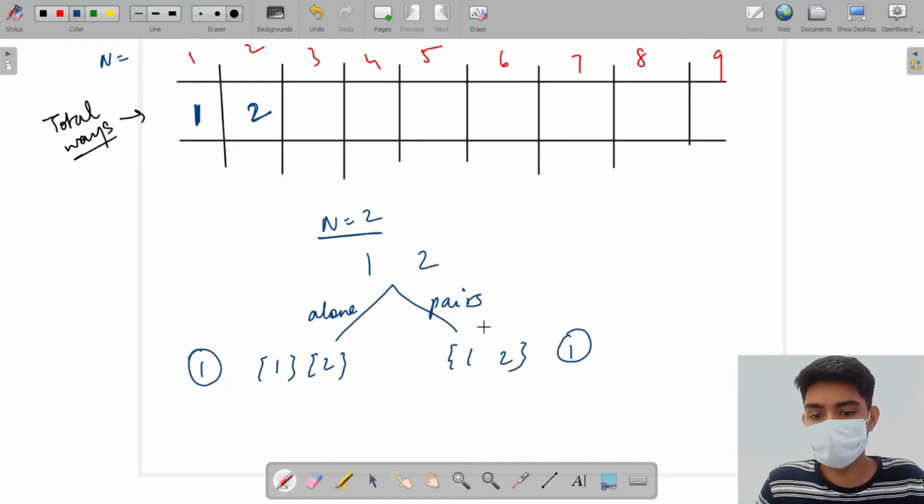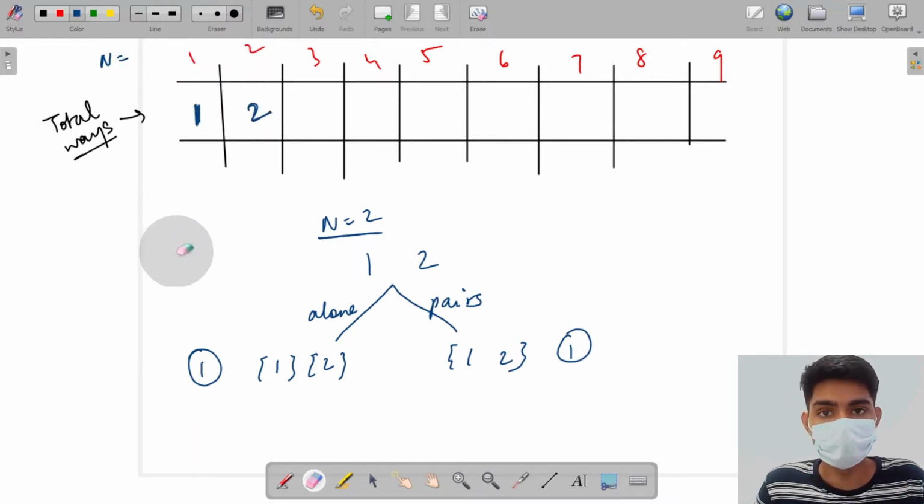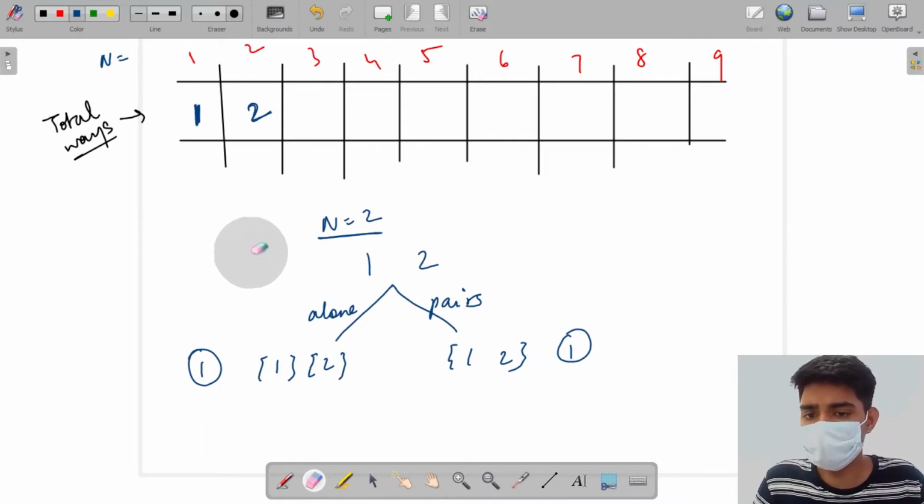I hope this point is clear, because these two parts, n equals 1 and n equals 2, are going to be my base cases. I would assume that this part is clear because it is very easy, and we are going to build our next answers on these two bases only.